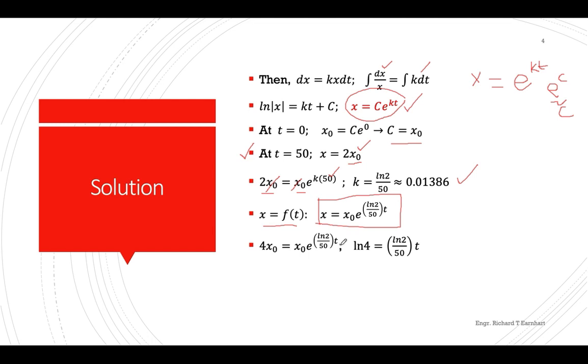We're asked for the time when the population is 4 times the original. So this will cancel out, and then you have ln of 4. Take the ln of both sides. Actually you have ln of e here, but ln of e is 1. And then solving for t, that gives you 100 years.